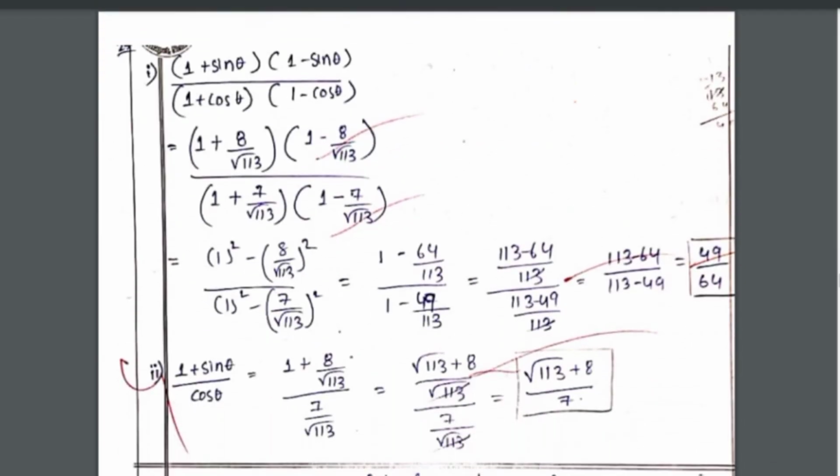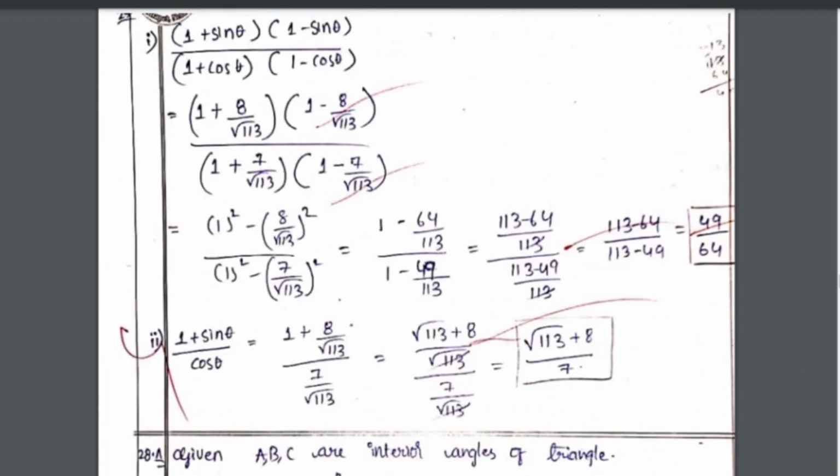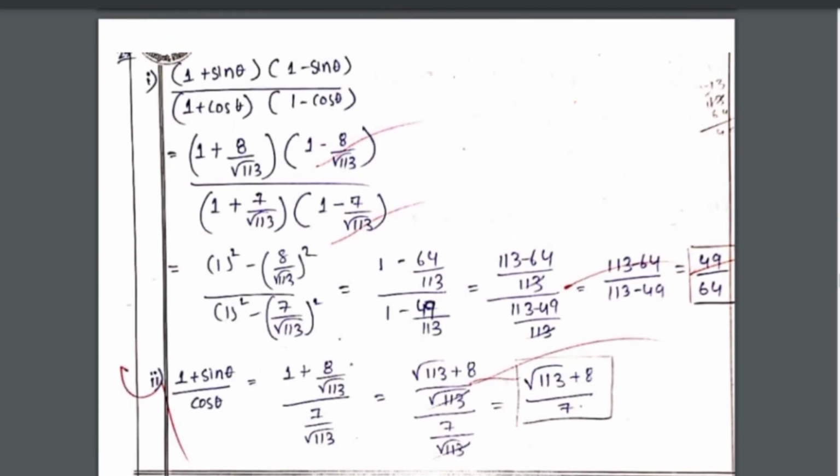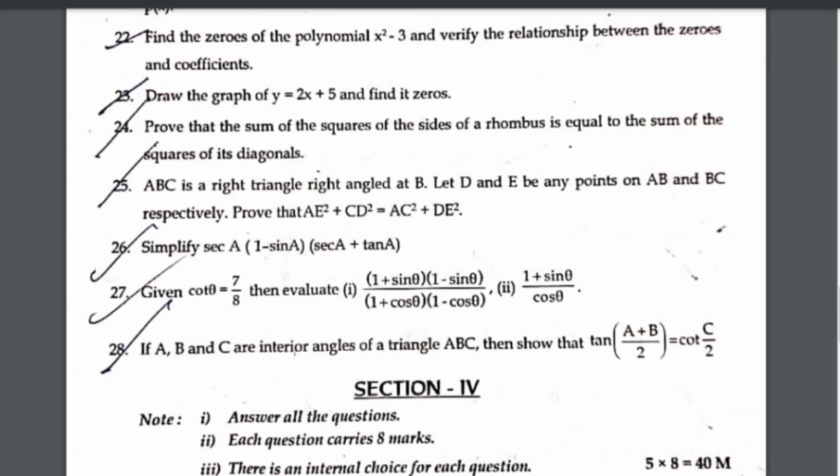Okay, so everybody, you practiced well, I think, this problem. That's one of the most important problems, this one also. Yes, this is a 100% confirmed question in the public exam. 28th question: A, B, C are interior angles of a triangle ABC.